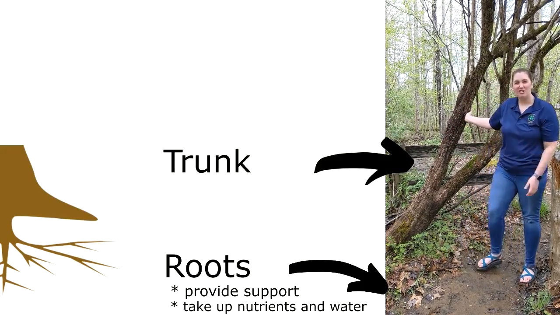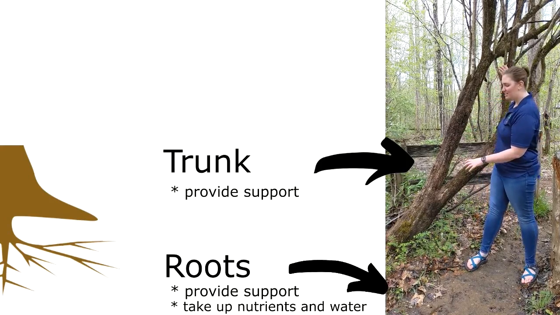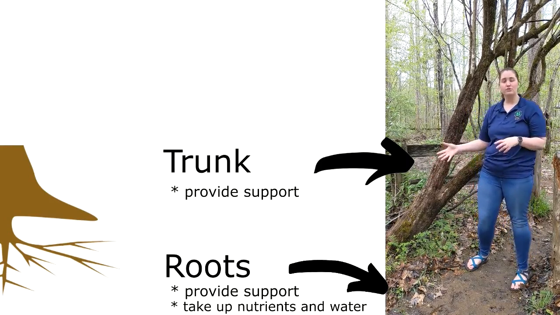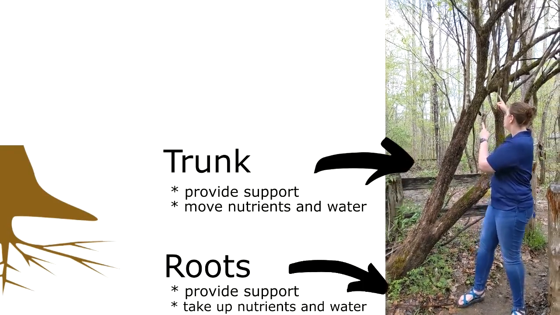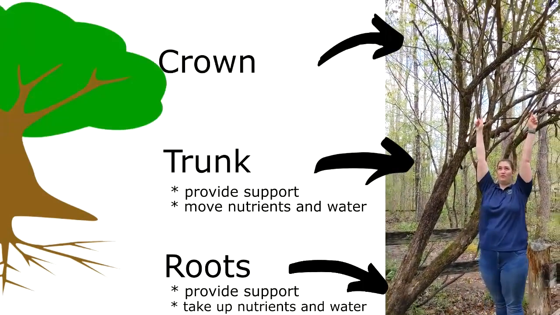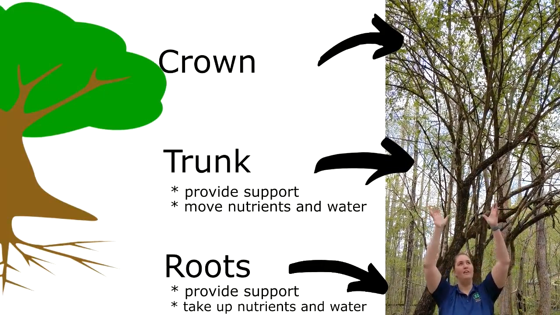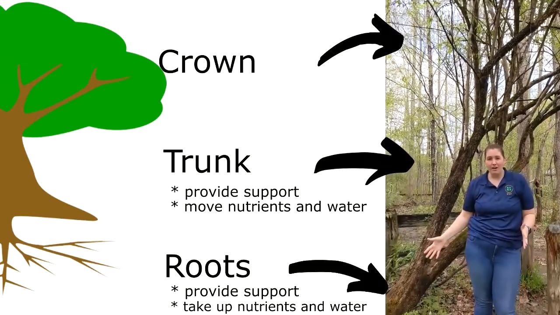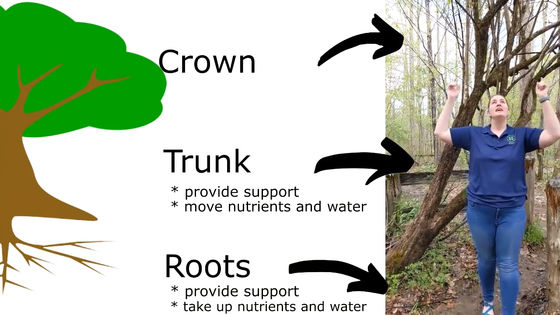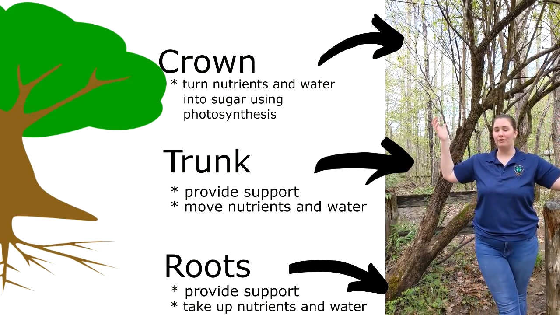This middle bit is called the trunk of the tree, and this is also support and also helps facilitate or move all those nutrients and water from the roots up to the branches and the crown of the tree, which is all of these leaves are part of the crown. These leaves help turn the nutrients and water from the roots into sugar and food for this tree using something called photosynthesis.